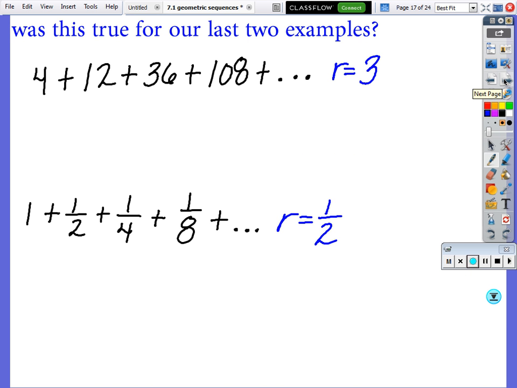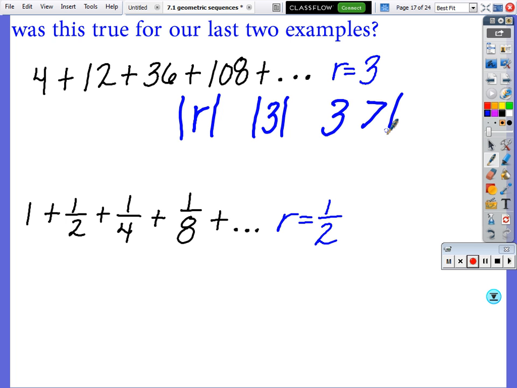Okay, so I just wanted to point out with the 2 examples I just showed you, when we had something like this, our r was 3, so the absolute value of r was the absolute value of 3, which is 3. Is 3 greater than 1?